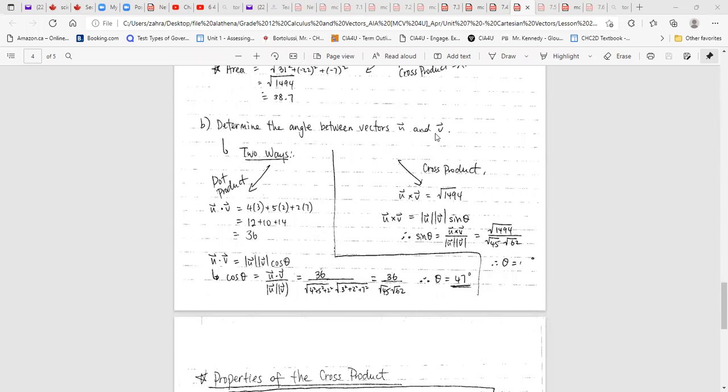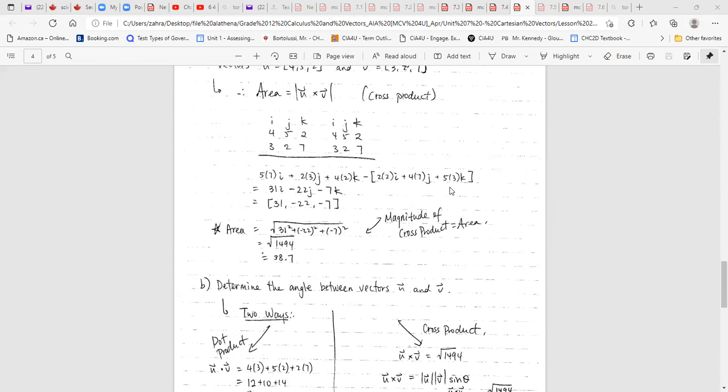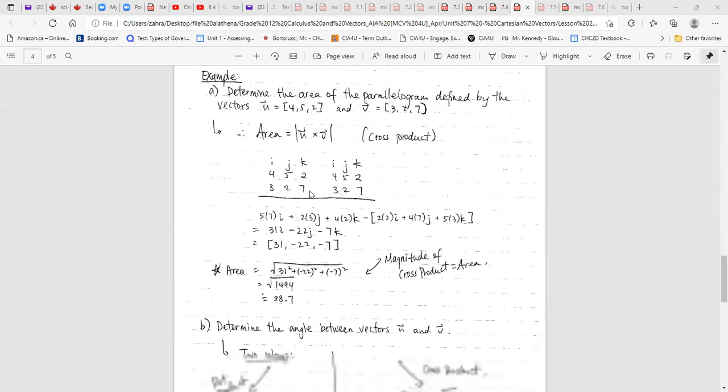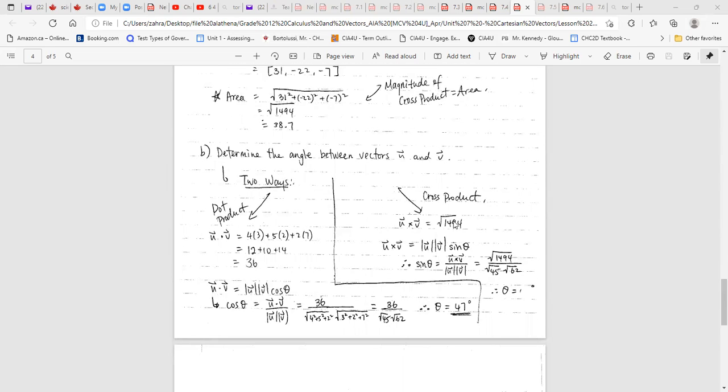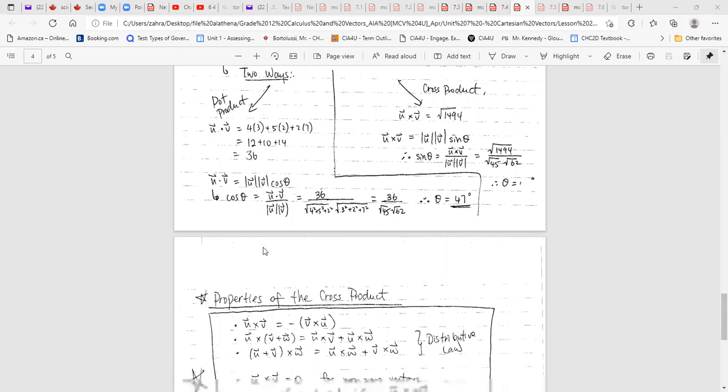Determine the angle between vectors u and v. Again, we used the dot product before to find the angle theta. We have done a question, and here you can use the cross product. You can use the magnitude of the cross product, divided by the magnitude of v and the magnitude of u, and then take the sine inverse of that number. But it's easier to always use the dot product if you want to find the angle between two vectors.